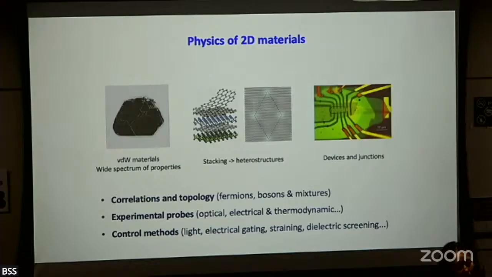You can strain a little bit, and you can also change the environment, for example, change the dielectric screening of electron-electron interaction. And we can also use light to change the properties. So a lot of controllable knobs, and you can get, for example, a phase diagram of complicated many-body phases in a single device just by changing, for example, some of the voltages. Okay, so today, as I said, I'm going to focus on optics.